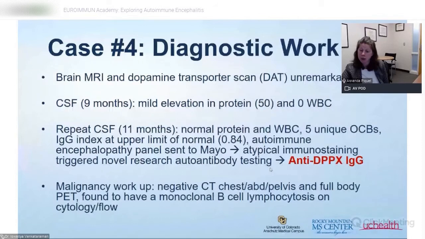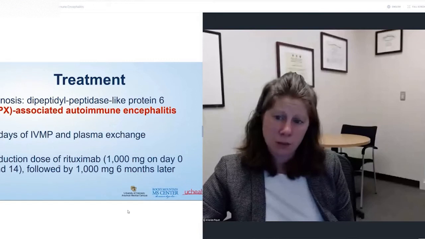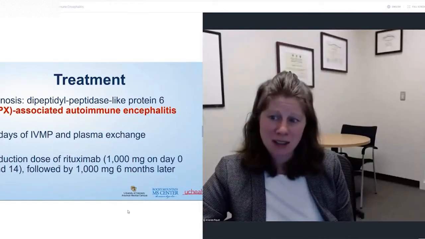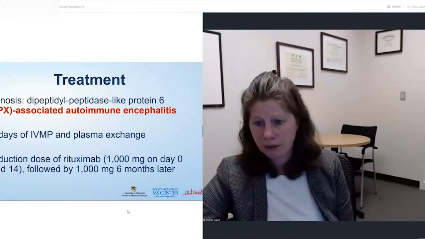He had a malignancy workup done looking for cancer, which was essentially negative, included a CAT scan of the body as well as a PET scan of the body. He had testing done on the blood that demonstrated a monoclonal B-cell lymphocytosis that was caught on cytology and flow. However, hematology has been involved in his case, and he has had further workup with no evidence of a lymphoma. So his diagnosis was consistent with DPPX-associated autoimmune encephalitis.